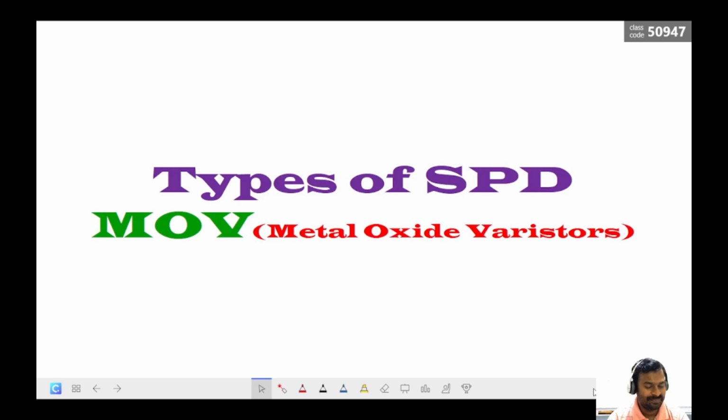One is spark gap type, another one is gas discharge type. These two types of surge protective devices come under the category of switching type, where we have two electrodes. When high voltage spikes or surges are created, there is arc formation between the electrodes, and when the arc formation is done, the current flows through these electrodes to the earth or ground.